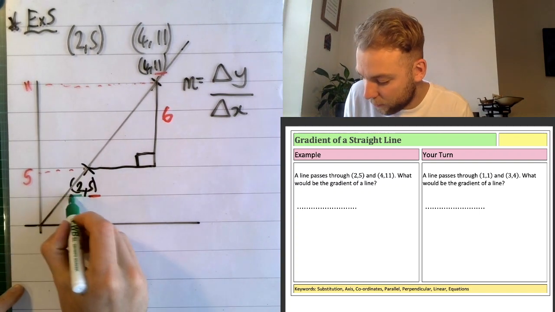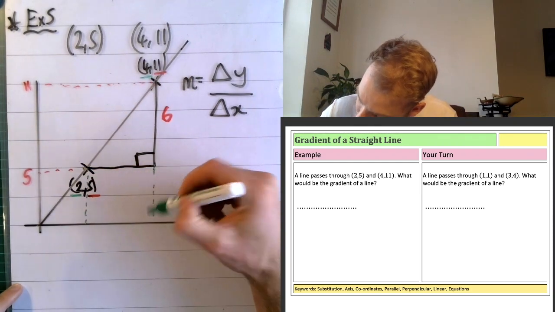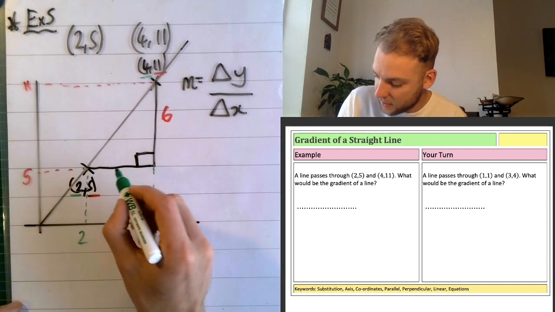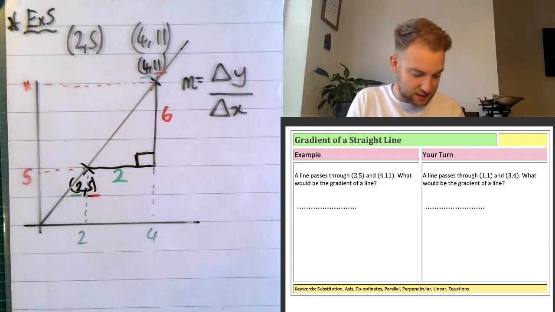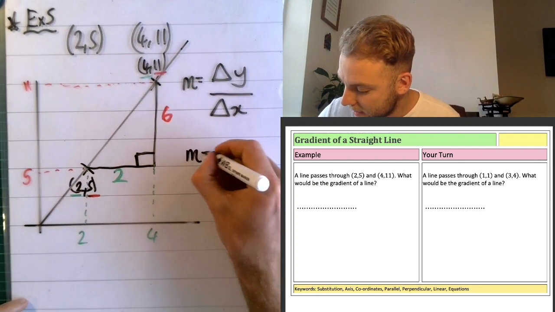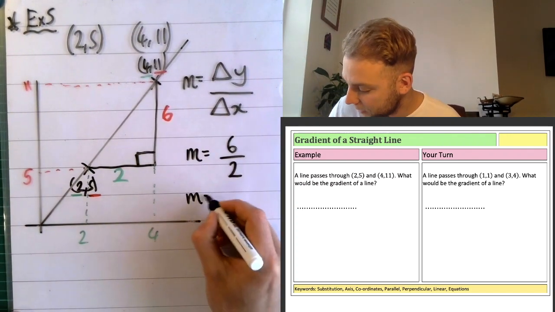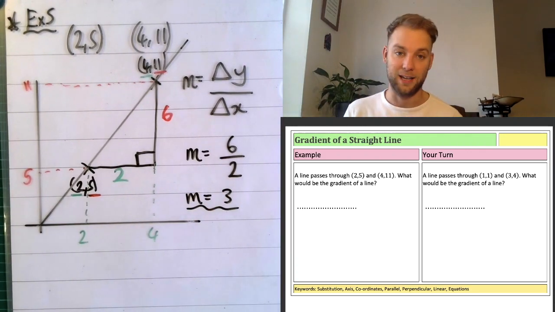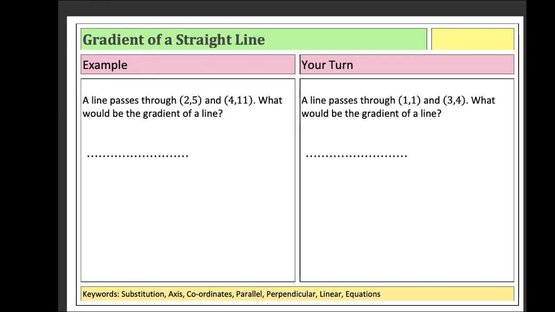Let's have a look at this one now. From 2 to 4. Again, I could dot these lines down, couldn't I? So what's the difference between 2 and 4? Well, between 4 and 2, it's going to be 2. So the change in y over the change in x. In this case, m is equal to 6 over 2. So 6 divided by 2 is equal to 3, which means the steepness of my line is 3 in this case. Brilliant. So pause now and have a little go at that one on the right hand side.